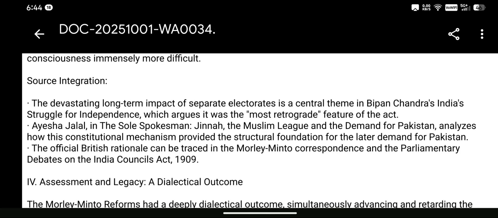Source integration. The devastating long-term impact of separate electorates is a central theme in Bipin Chandra's India's Struggle for Independence, which argues it was the most retrograde feature of the Act. Ayesha Jalal, in The Sole Spokesman: Jinnah, the Muslim League and the Demand for Pakistan, analyzes how this constitutional mechanism provided the structural foundation for the later demand for Pakistan. The official British rationale can be traced in the Morley-Minto correspondence and the parliamentary debates on the Indian Councils Act 1909.